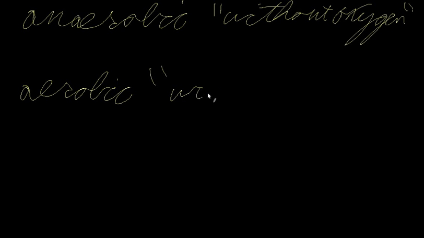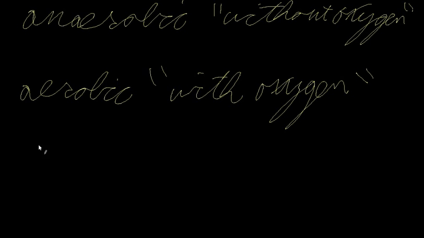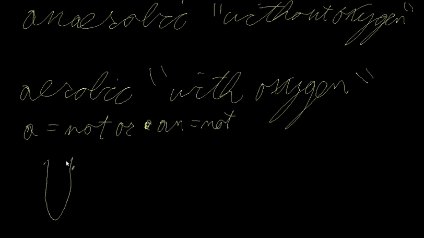Alright, anaerobic and aerobic bacteria. When you think of anaerobic, think of without oxygen. And when you think of aerobic, think with oxygen. If you have trouble remembering it, think about how an A is usually placed before something to mean not. In this case, an, because they didn't want to do the double A's. So A equals not, or an in this case equals not, or not oxygen, or without oxygen.